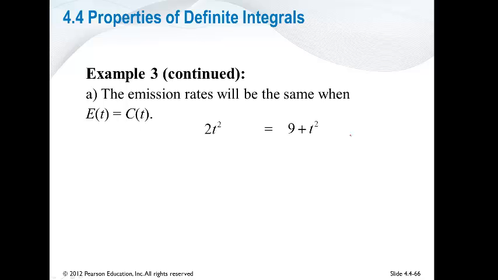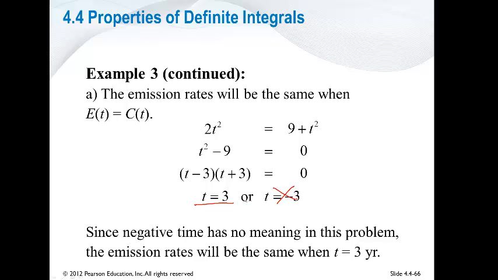E of t was 2t squared, and it's equal to 9 plus t squared. We solve the quadratic equation by simplifying and factoring. So t is equal to 3 or t is equal to -3. Now the negative sign doesn't mean anything because t is a time in years, so we just reject this solution. We only consider t equals 3. So we can conclude that the emission rates will be the same when time is 3 years, and it agrees with the previously shown graph.